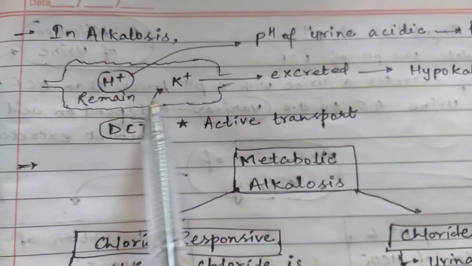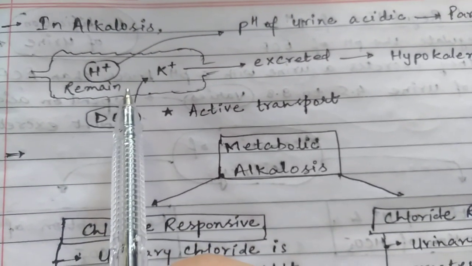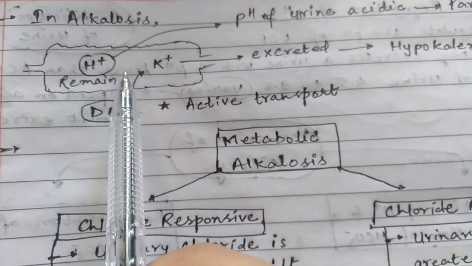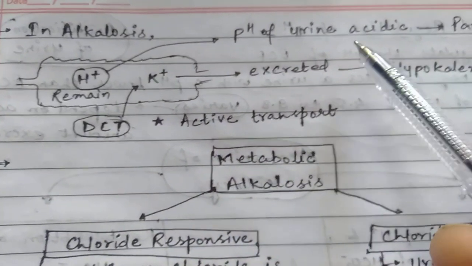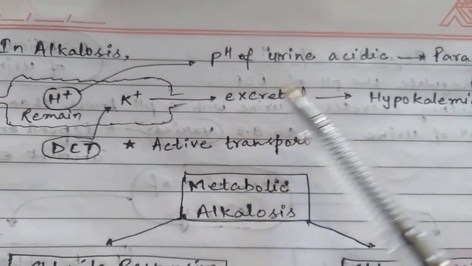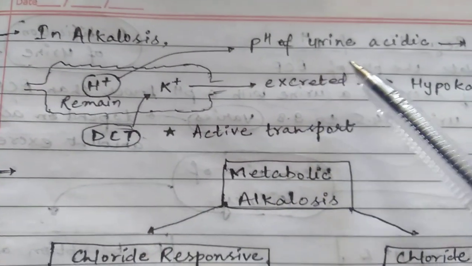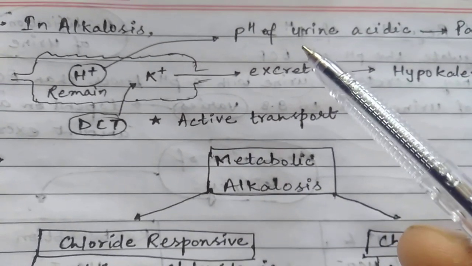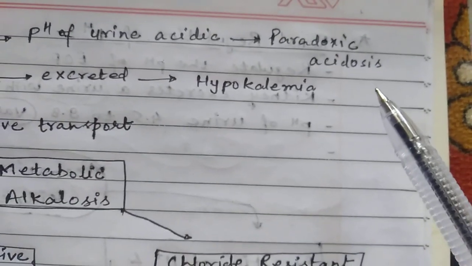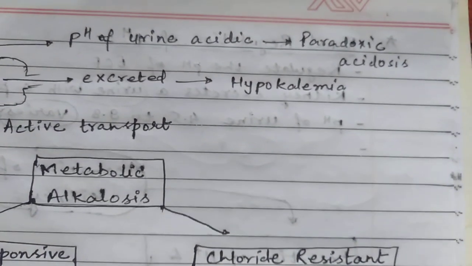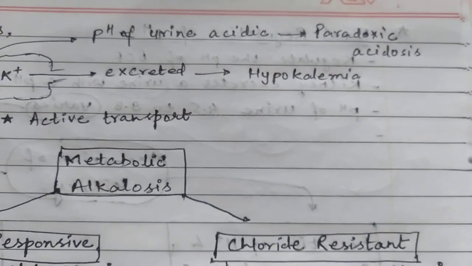Student, here you can see the hydrogen ion is not getting released or exchanged from the urine. So because of that, the pH of urine will always be acidic in this condition, because in the alkalosis condition the pH of urine is not getting alkaline, it is in the acidic condition. So this condition is known as paradoxic acidosis. Paradoxic acidosis means we can say the abnormal acidosis.